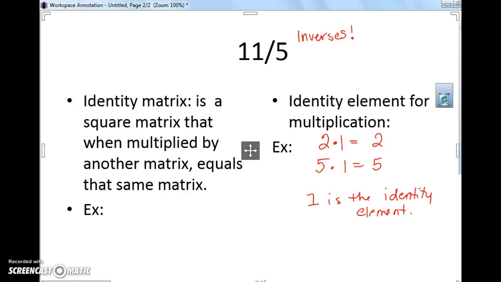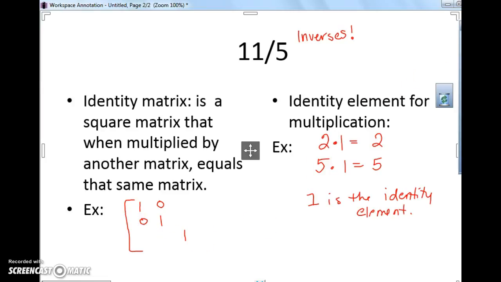When we talk about matrices, we have something that we could multiply to another matrix that will give that matrix right back, just like 2 times 1 gives us 2 back, and 5 times 1 gives you 5 back. It's a square matrix that when multiplied by another one equals that same matrix. The identity matrix is when there are 1s down the main diagonal.